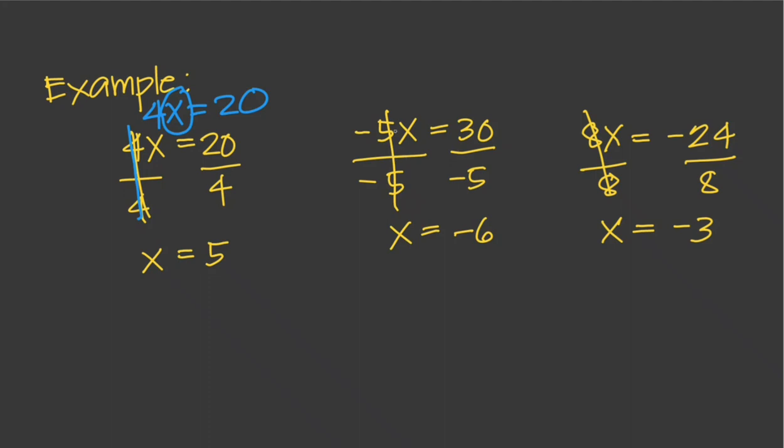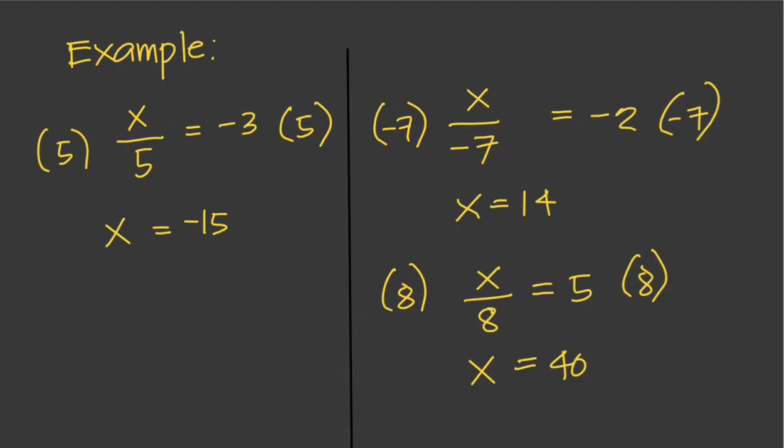Another example is negative 5x equals 30. Again, we divide both sides by the coefficient of x, which is negative 5, and we get x equals negative 6. Then another example, 8x equals negative 24. So we divide both sides by 8. Then we get x equals 3 as our answer.